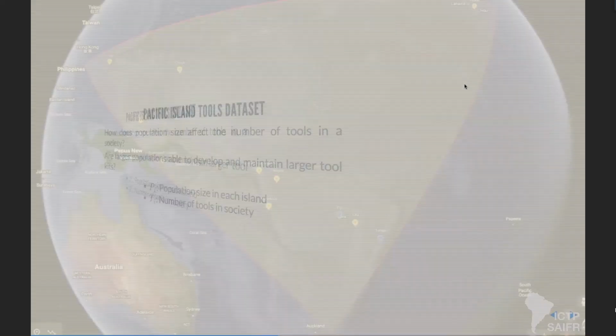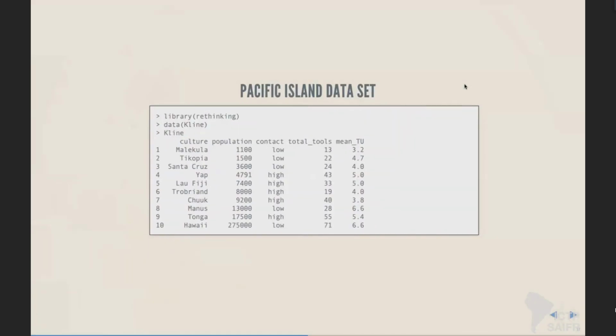And we're going to use this data set. This is the full data set, okay? So it's 10 observations for these cultures here, which are in different islands. We have measures of the population. We have measures of the contact rates between these populations, like how much do they interact with other communities. And we have our response variable here, which is the number of tools that these populations have in their toolkit. Okay? Does that make sense?